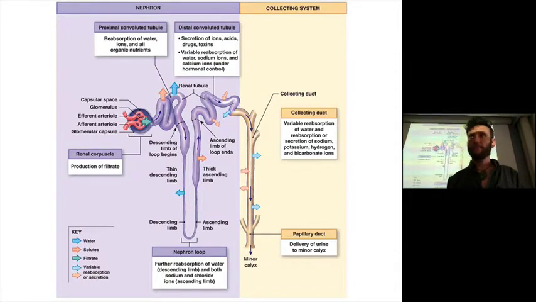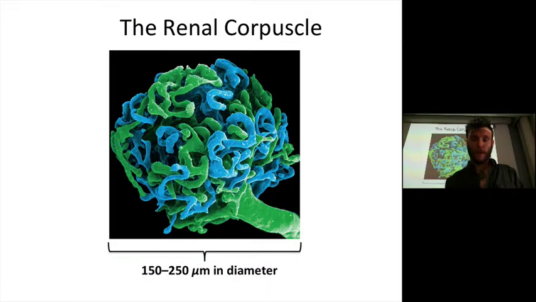Overview? Yeah? All right, let's look at the renal corpuscle. I want to get through glomerular filtration rate today. Am I going too fast? I don't want to. No? Good.